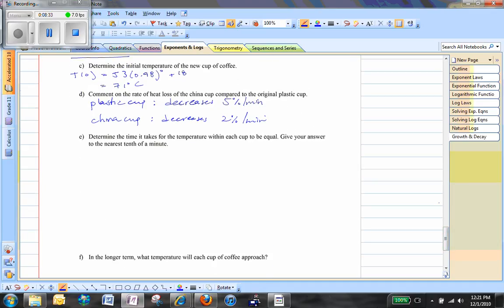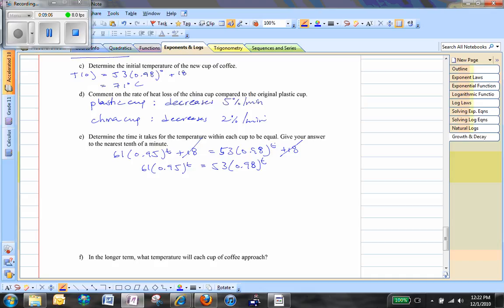It says here determine the time it takes for the temperature within each cup to be equal. So that means 61(0.95)^T + 18 is equal to 53(0.98)^T + 18. I basically want the two equations to be equal. Well, the 18s don't do anything because they both are the same on each side. So I get to a point where I get 61(0.95)^T is equal to 53(0.98)^T.